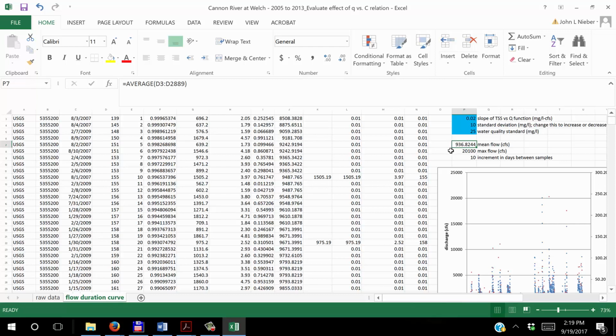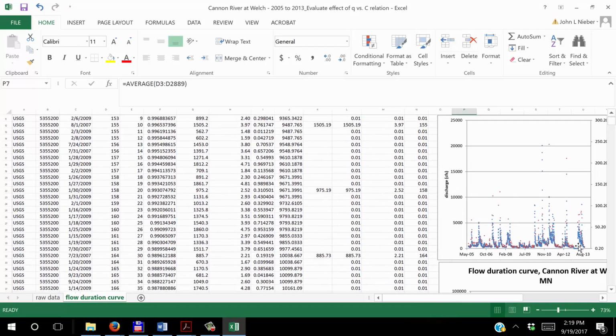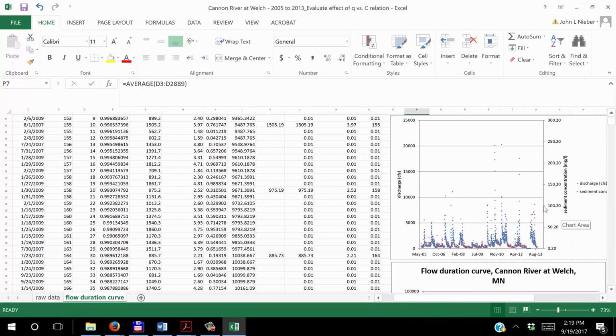One other thing that's given here are some statistics on the flows. So the maximum flow is 20,100 cubic feet per second, and the mean flow is 936. That's using all the flow data in the data set. A plot of discharge versus time, and also sediment concentration versus time is shown here. The blue dots are the discharges, and the red dots are the sediment concentrations that are generated from the random number generator on dates. Every 10 days, one sample is taken.